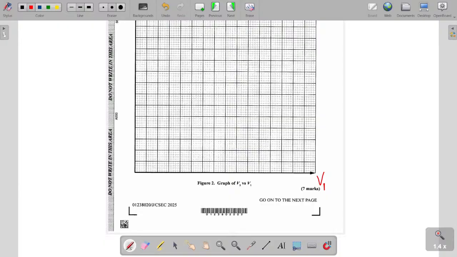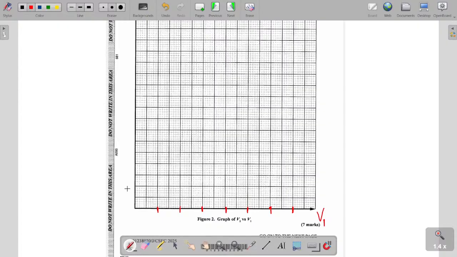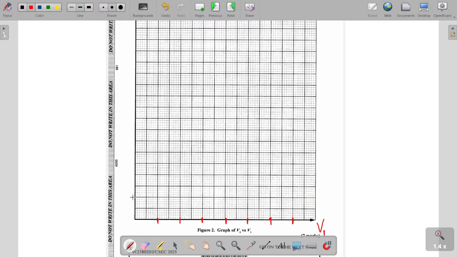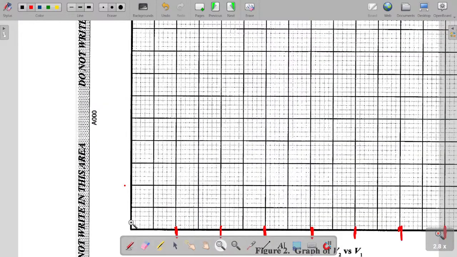I'm going to mark off 2 boxes each time before I do my scale. So here I have 2 boxes here, 2 boxes here, 2 boxes here, 2 boxes here, 2 boxes here, and 2 boxes here. And I'm going to do the same thing for my y-axis. So you're going to mark off, so let me zoom in so you can see. Alright, so I'm going to mark off 2 boxes each.